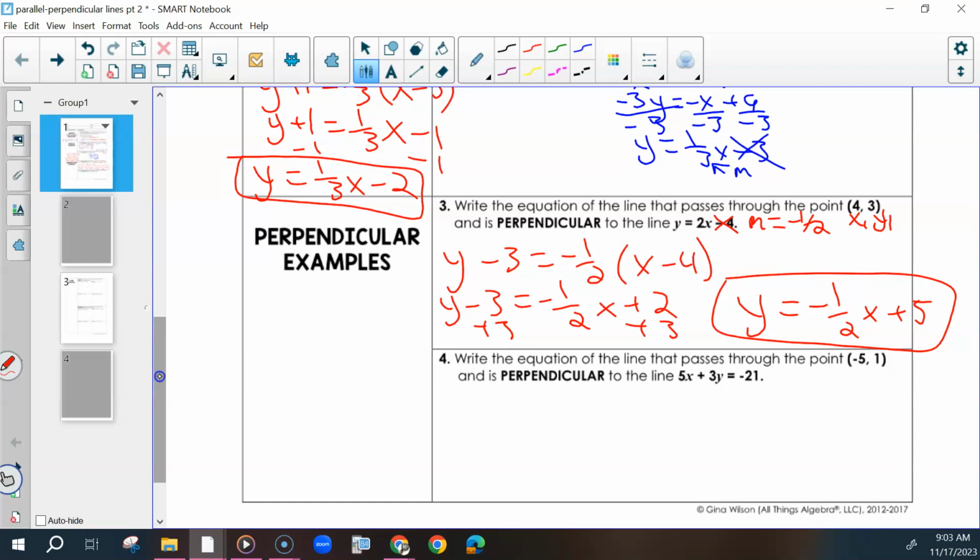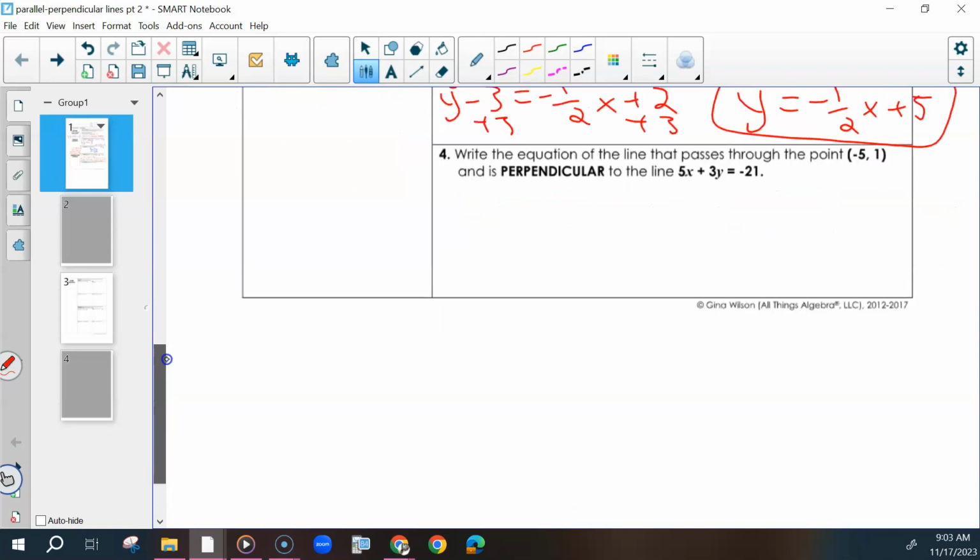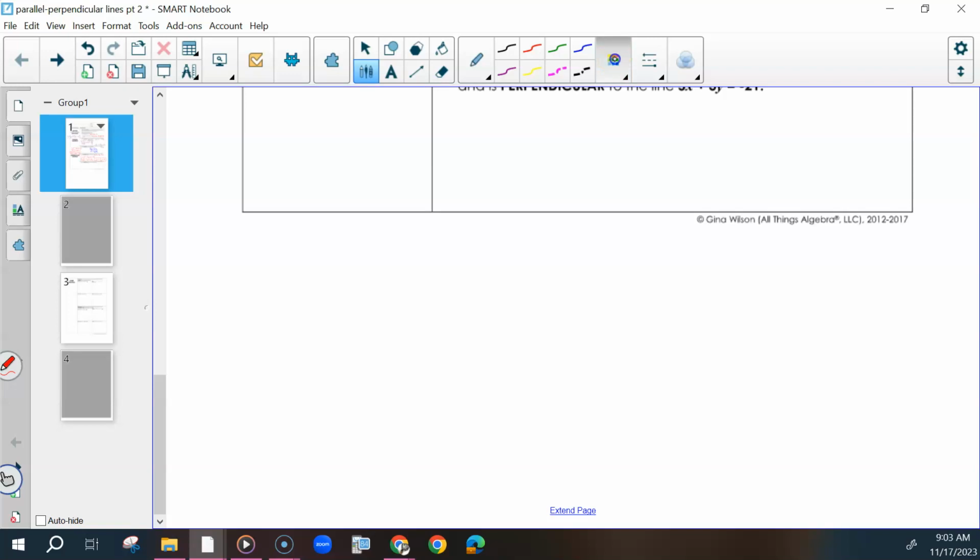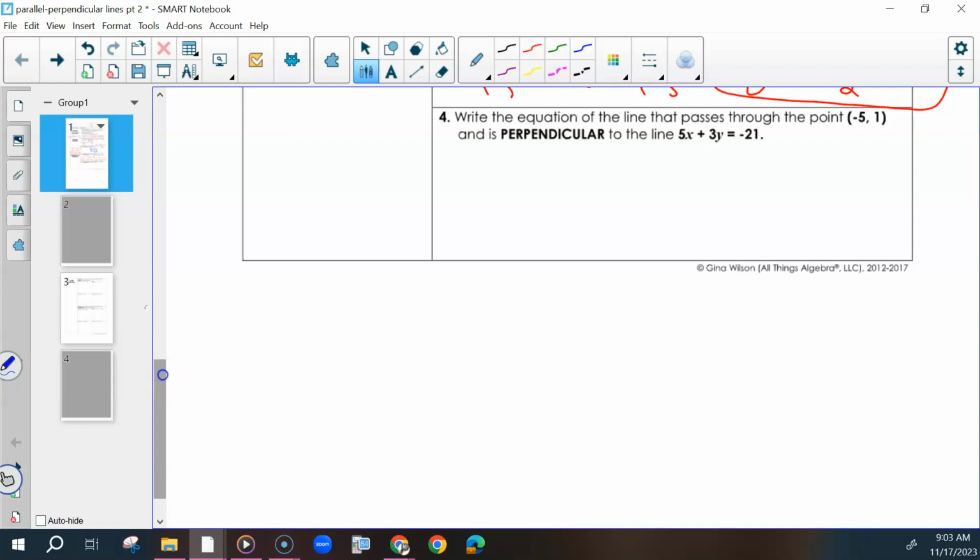Now, in this next one, very much like the last parallel one we did, we have to change the slope, or put this back in slope-intercept form first. So subtract 5x from both sides. We have 3y equals negative 5x minus 21. Divide everything by 3, so that y equals negative 5/3 x minus 7. Again, that's not your answer. We just rewrote the original.